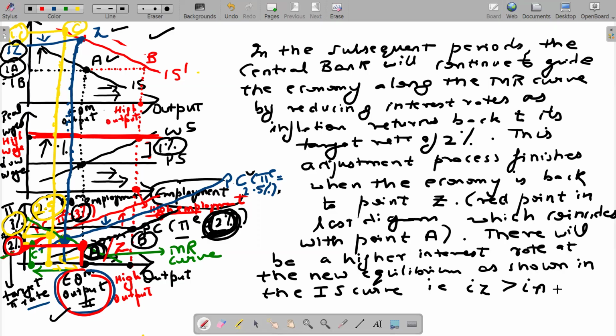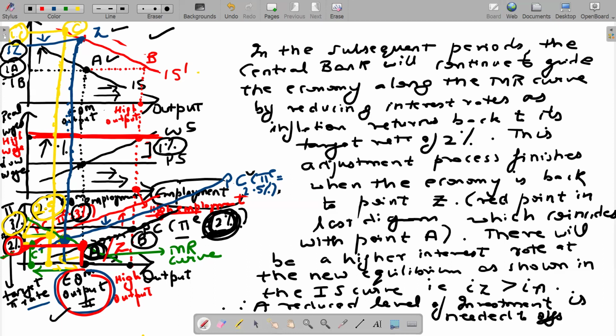So you can clearly see when interest rates are higher compared to point A, it's going to cause investment to fall. So I can say, therefore, a reduced level of investment. Why will investment reduce? Because interest rates go up from IA to IZ. So a reduced level of investment is needed to offset the persistent consumption boom.